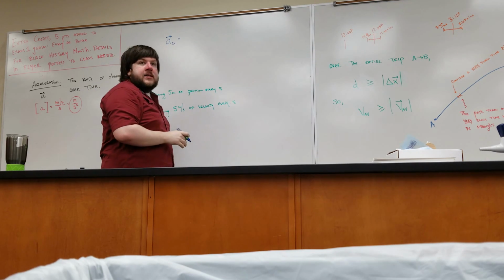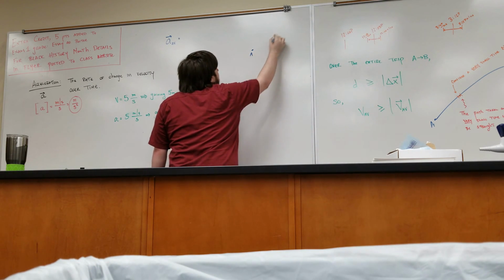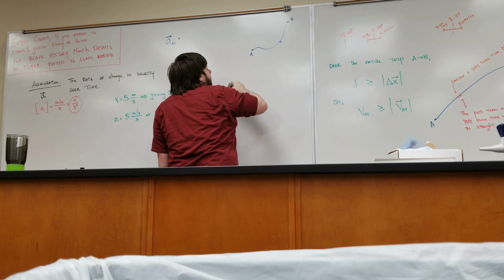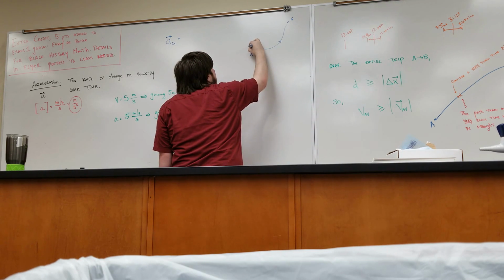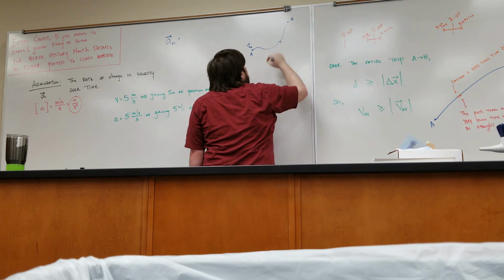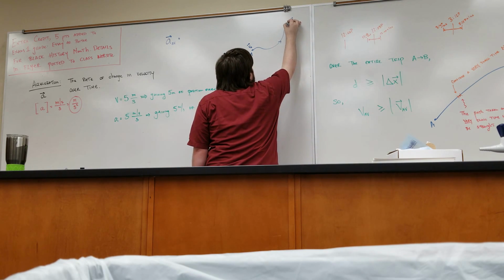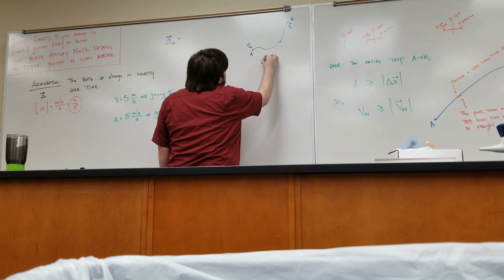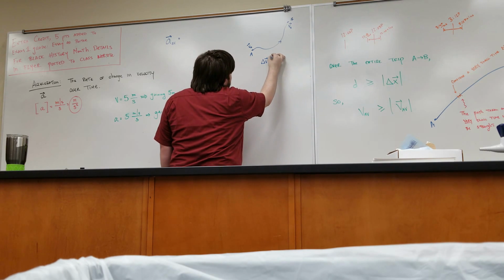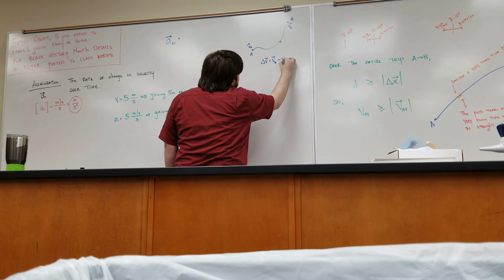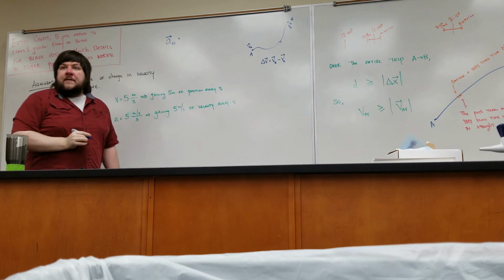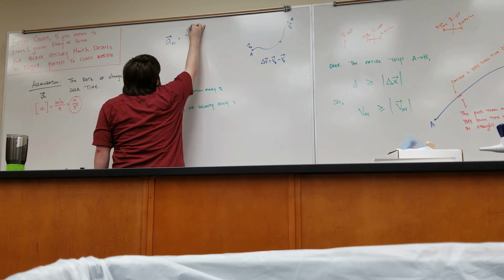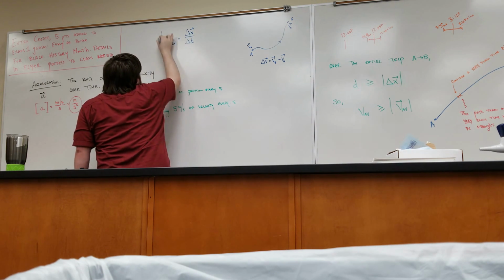So if you're traveling on some path from A to B, here's your trip, and at A you're moving with some velocity v at A, and at B you're moving with some velocity v at B, then there's going to be a change in velocity over your trip. Delta v is the final velocity v at B minus the initial velocity v at A. If that trip takes a time delta t, then the average acceleration is just the amount that your velocity changed over the trip divided by the time the trip took.